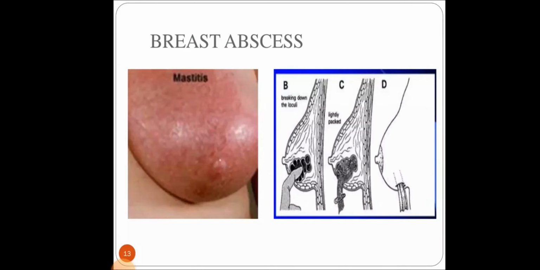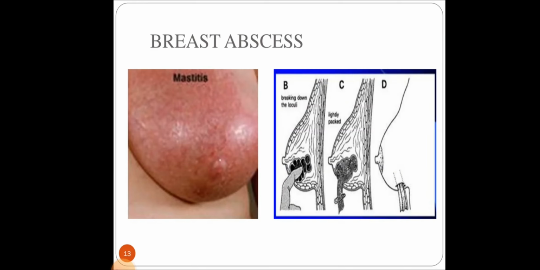For that, we have to do an incision on the dependent position, and a corrugated rubber drain is brought out through this incision, so that proper drainage is happening. Otherwise, there is chance of recurrence. So to avoid that, we have to go for a counter incision.